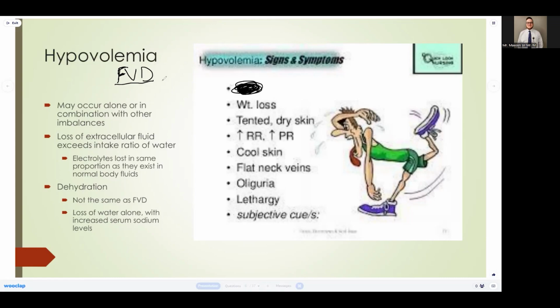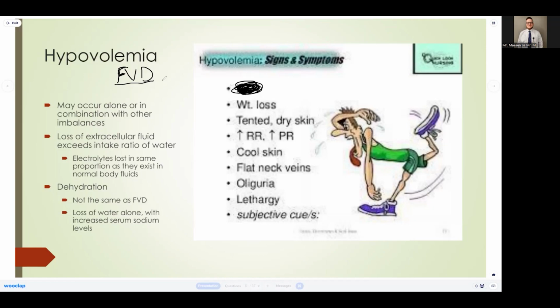This may be on its own, or it may be because of other imbalances in the body, but this is where I'm losing extracellular fluid. Basically, the loss of fluid in the ECF, mainly in the bloodstream, exceeds my intake. There's your I's and O's, right? Losing more fluid than I take in, and typically when that happens I can lose electrolytes as well with these normal body fluids. Dehydration is not the same as fluid volume deficit, just to keep in mind.